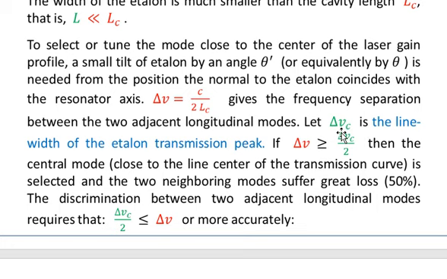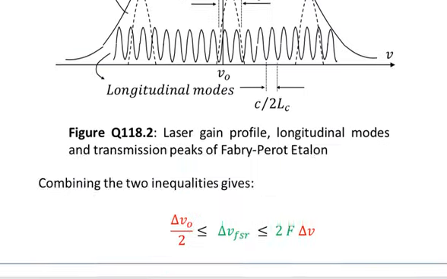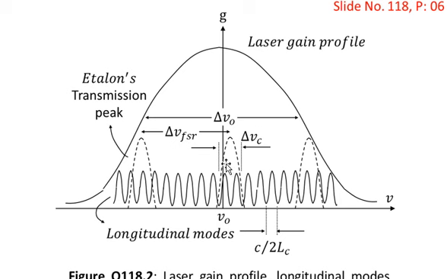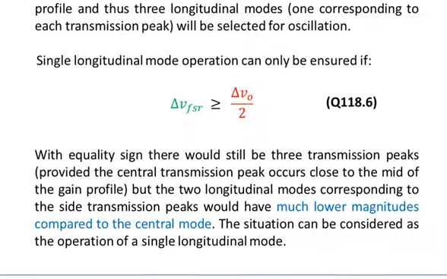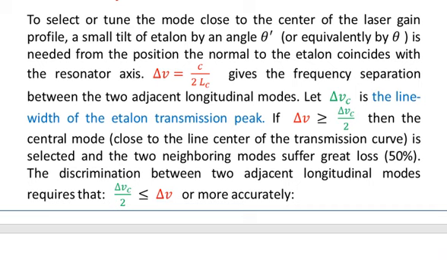Let delta nu C, shown in green, be the line width of the Etalon transmission peak. Green means that this quantity is relevant to the parameters of the Etalon. So let me show you this delta nu C. You see that this is delta nu C, that is the width of the transmission peak of the Etalon. I shall be representing this delta nu C in green color, and delta nu FSR will also be represented in green, so that you can notice that these quantities are relevant to the theory of the Etalon.